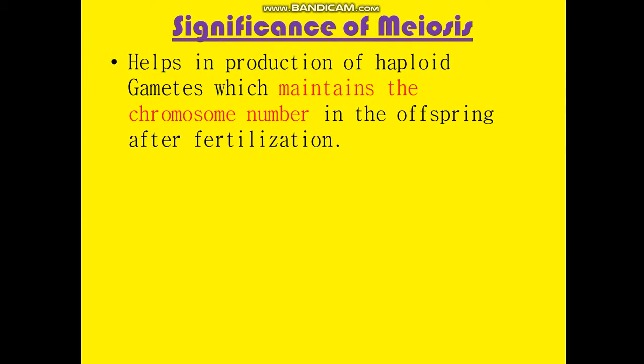Now coming on to the significance of meiosis. The first significance of meiosis is that it helps in the production of haploid gametes and maintains the chromosome number in the offspring after fertilization. This I have explained to you. Second, it produces a new generation. Of course, meiosis takes place in the reproductive cells, and these reproductive cells are responsible for the new generation production. So ultimately it is meiosis which is responsible for production of the new generation.